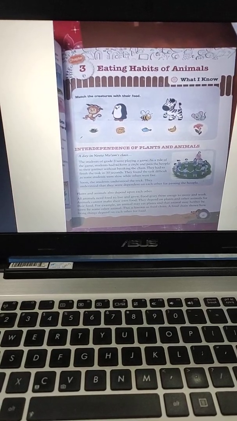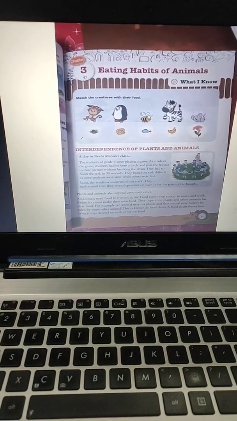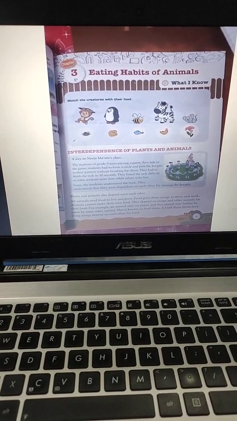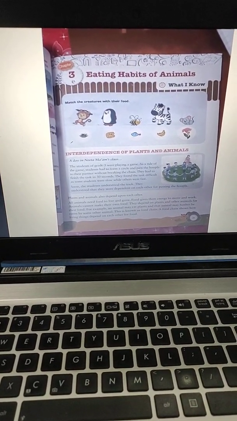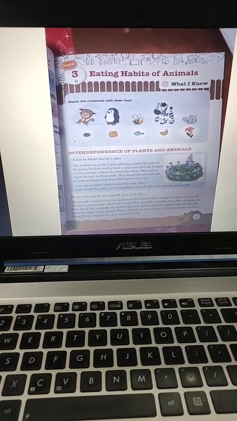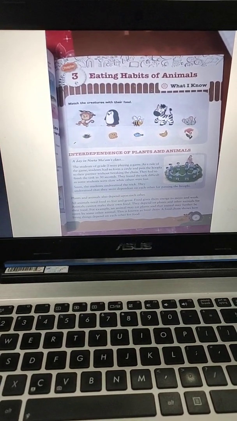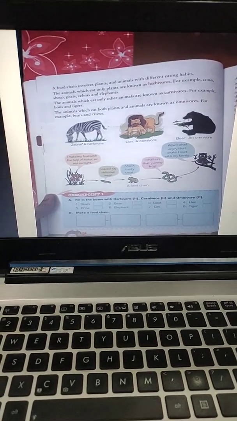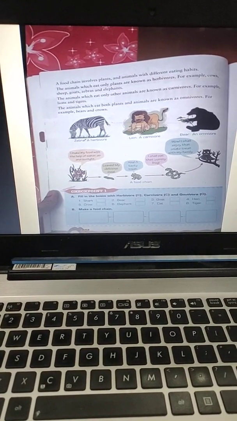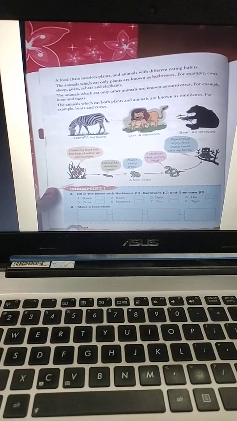Food chain. For food, animals are dependent upon plants and on other animals. For example, many animals eat plants, and the animals which eat plants are eaten by some other animals. This is called a food chain. You can see over here that a zebra eats plants and a zebra is eaten by a tiger. So the tiger is dependent upon the zebra.